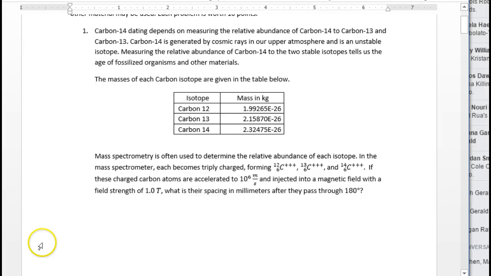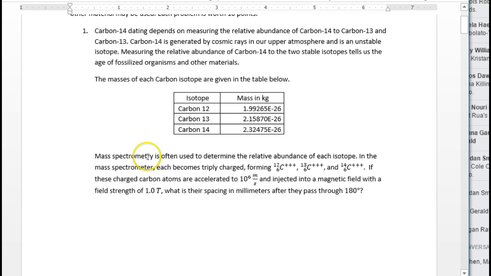In problem 1 of exam 3, we have the three isotopes of carbon: carbon 12, 13, and 14. Carbon 12, of course, is the one that's most in abundance. Carbon 14 is the one that decays. And so one of the ways we date things is by the relative abundance of carbons 12, 13, and 14.